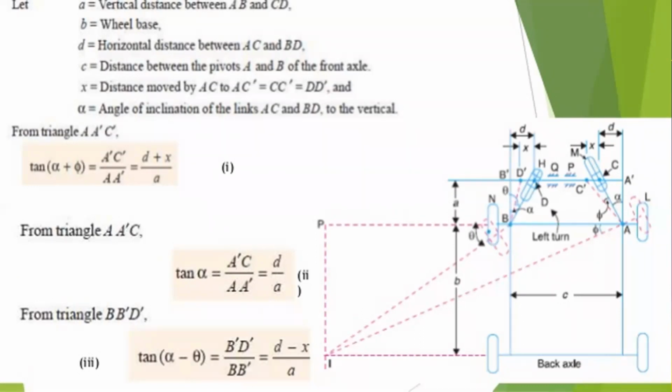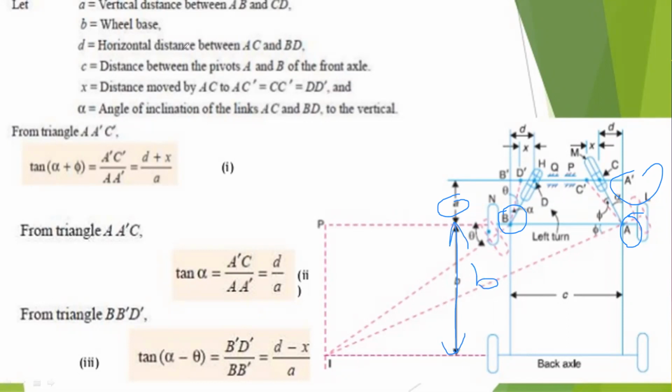You can see these are the different terms in the Davis steering mechanism. Small a is the vertical distance between A and B. It is a dash. And next, b is the wheelbase. This b is known as the wheelbase.